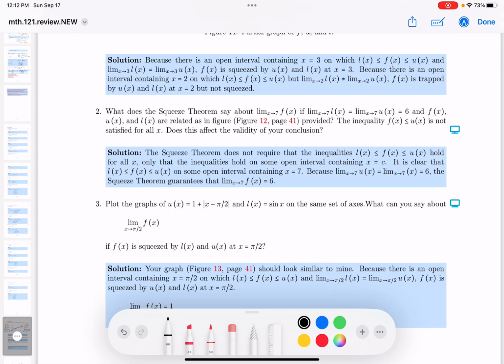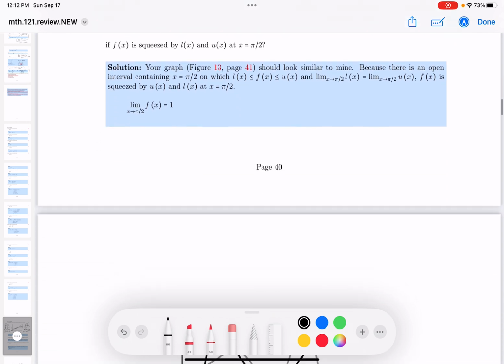Okay, let's look at number 2. It says, what does the squeeze theorem say about the limit as x approaches 7 of f of x if the limit as x approaches 7 of L of x is equal to the limit as x approaches 7 of u of x and it's equal to 6. And f of x, u of x, and L of x are related as in the figure. Let's take a look at the figure. Maybe things will become more clear.